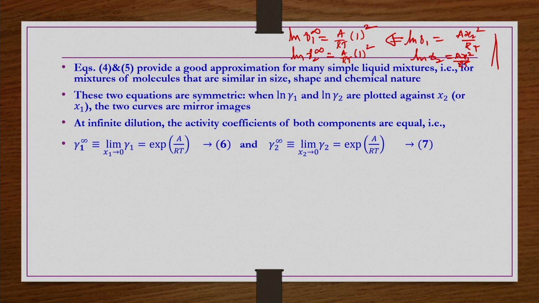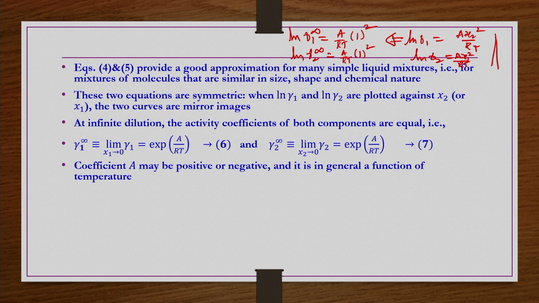That is, gamma 1 infinity is exponential of A by RT, and then gamma 2 infinity is exponential of A by RT, either way. Fine. So, coefficient A may be positive or negative depending on this, because GE we are writing as A x1 x2, and GE is nothing but G under real conditions minus G under ideal conditions, right. Depending on the magnitudes of G real and G ideal, this G can be positive or negative, and accordingly the constant A may be positive or negative, and it is a general function of temperature obviously.